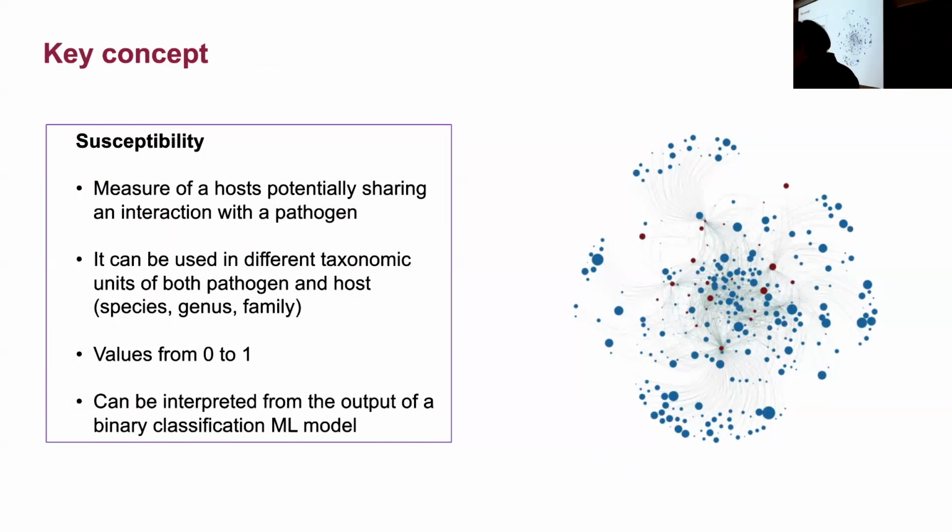So what we want to measure is two things. One is this susceptibility. This is the concept I'm using and adapting to this machine learning framework. That is how a host species could be susceptible to a parasite given the information I have between all the other hosts. And how can I compare in different taxonomical units, for example, a full genus or family. And this ranges from 0 to 1. So I can interpret the outputs from the machine learning as this susceptibility, because the outputs from machine learning in the classification are from 0 to 1.